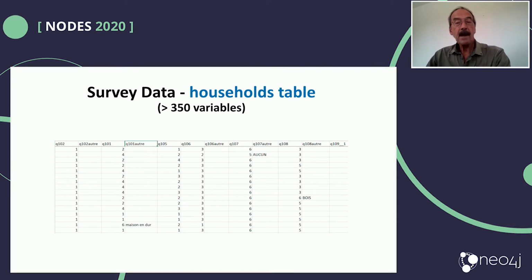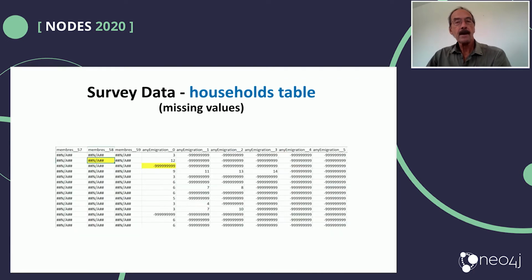This is because the majority of our questions are multiple choice questions, where the respondent is presented a list of options, and he selects one or more of these options, and the system only records the code of the option that was responded. Here's another view of the same households table, and it shows some strange numbers which are missing values for questions that have not been answered.